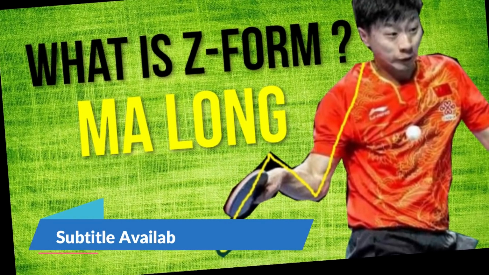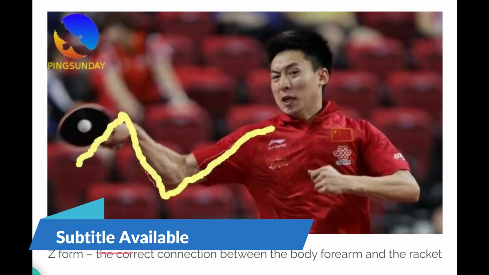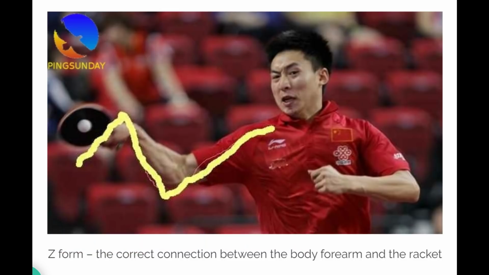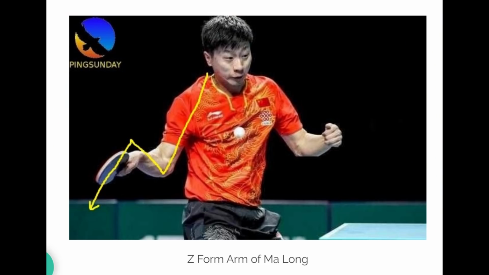Do you know the Z form in table tennis? This is a very important concept in table tennis that helps you increase the power in your shot. Z form is a correct way to connect between the body, the forearm and the racket.